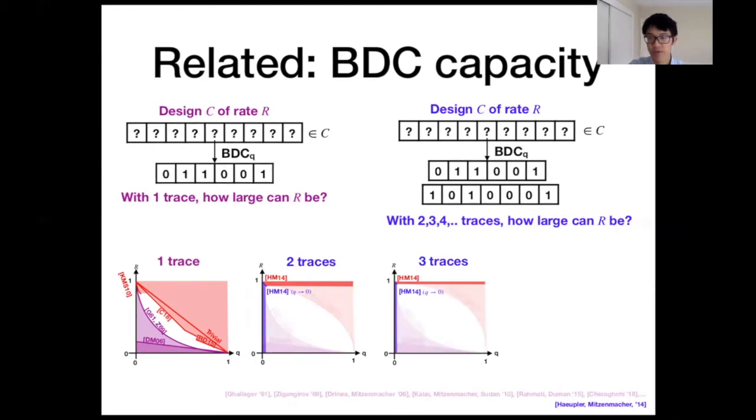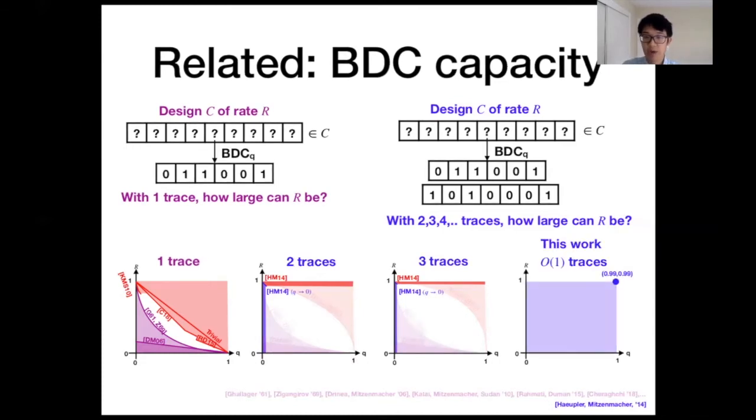If there were 2 traces or 3 traces, we know capacity when q is going to 0, but we don't know the capacity when q is a constant like 1/2. And what our results show is we can handle any constant deletion probability when we have enough traces. So for arbitrary q between 0 and 1 and arbitrary rate, we can achieve that rate with that deletion probability if we have enough traces.